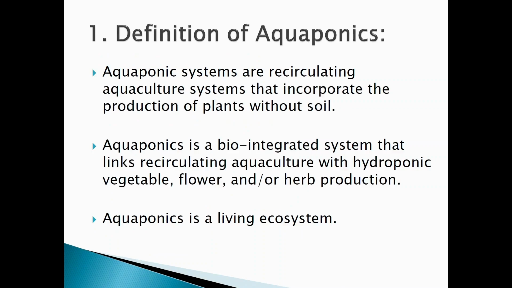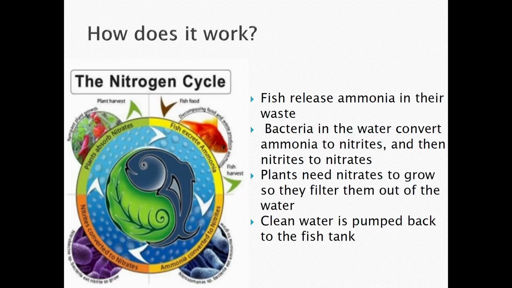So what is aquaponics? Aquaponics systems are recirculating aquaculture systems that incorporate the production of plants without soil. So in the second slide, you'll see a hydroponic. So aquaponics is a bio-integrated system that links recirculating aquaculture with hydroponic vegetable, flower, and/or herb production. So aquaculture being the production of fish as your product, and hydroponics being producing vegetables, flowers, and/or herbs using water as your growth medium. Aquaponics marries these two and is a living ecosystem in itself, where the fish and plants both benefit from each other.